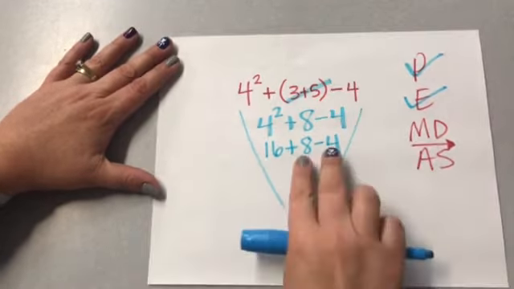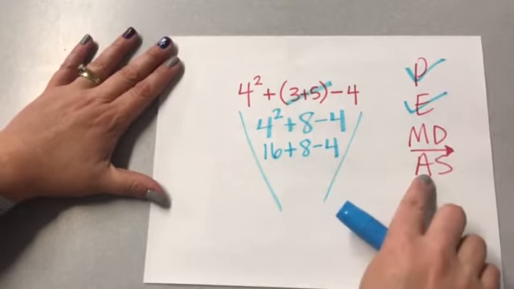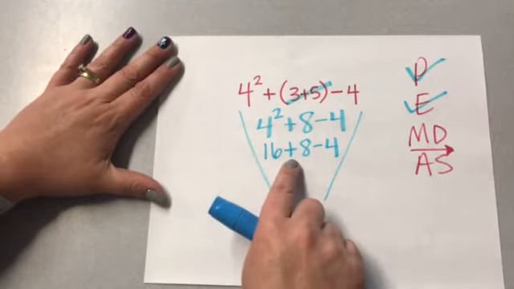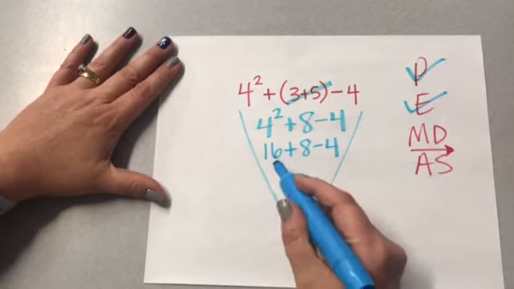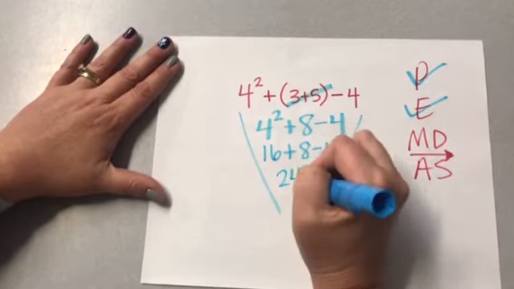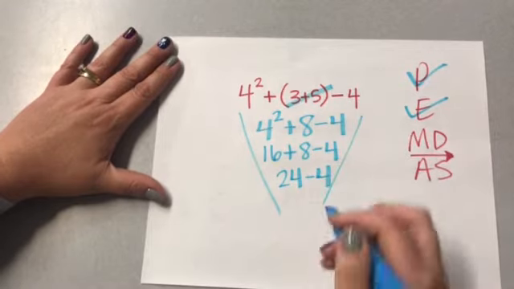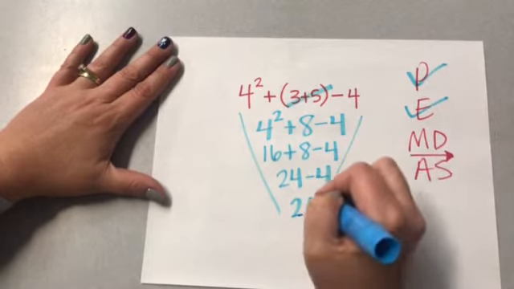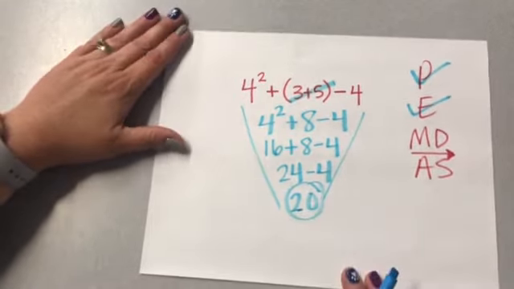Okay, so now I have addition and subtraction left. So I'm just going to start here, and I'm going to move left to right. 16 plus 8 is 24. 24 minus 4 is 20. There's my answer. Please excuse my dear Aunt Sally.